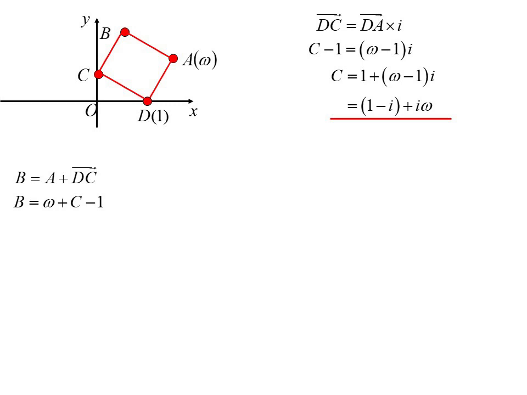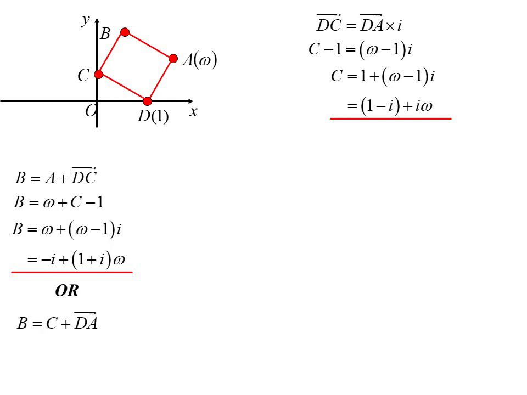So adding in what we know. A was the point omega. DC, head minus tail, C minus 1, which we've seen over there is omega minus 1 times i. There's an expression for B. So negative i plus 1 minus i times omega.